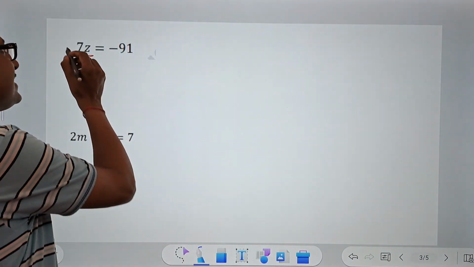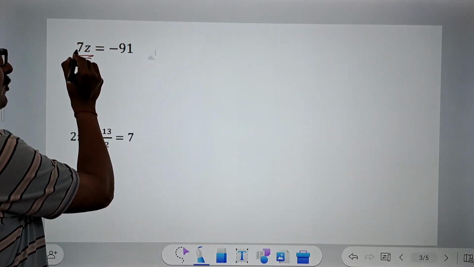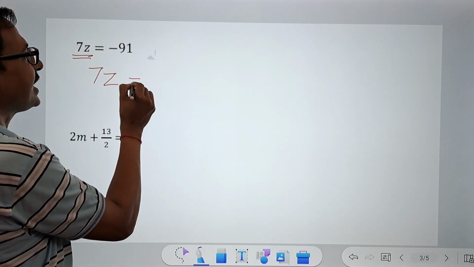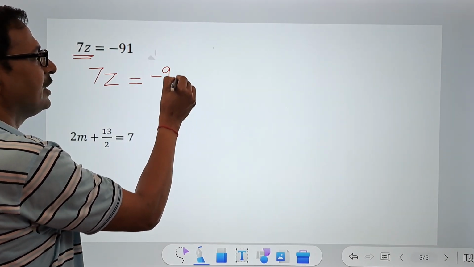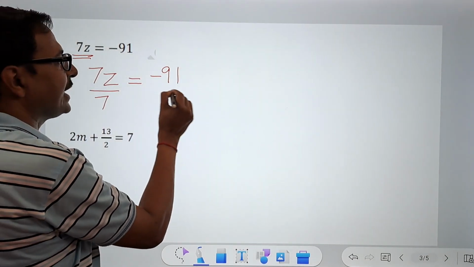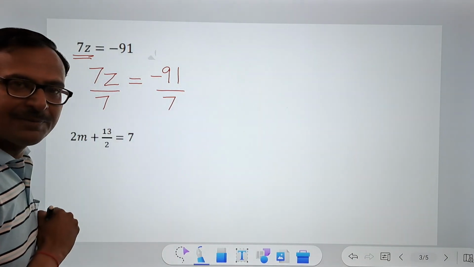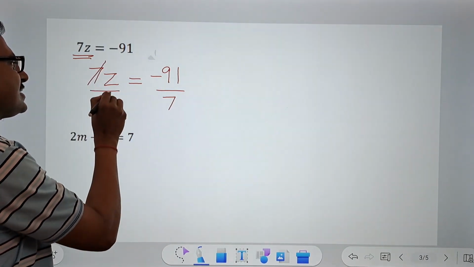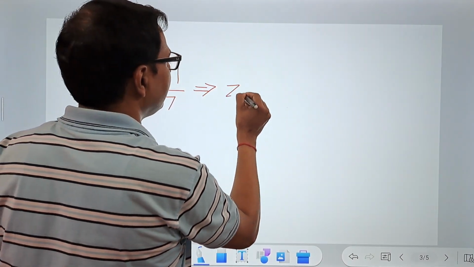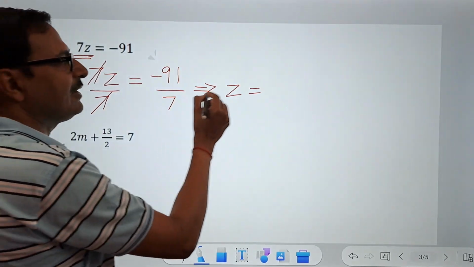So this 7, when I want to get rid of this 7, I have to divide both sides of this equation by 7 because the 7 will get cancelled. So the right hand side will also get divided by 7. So here I can cancel the 7 and therefore the value of z will be negative 91 upon 7.